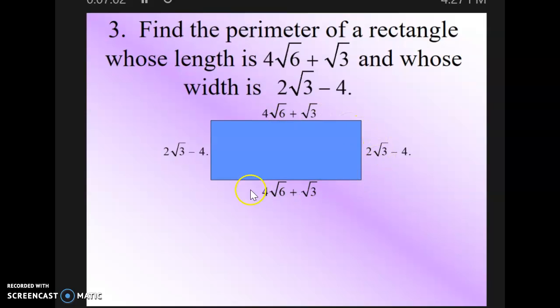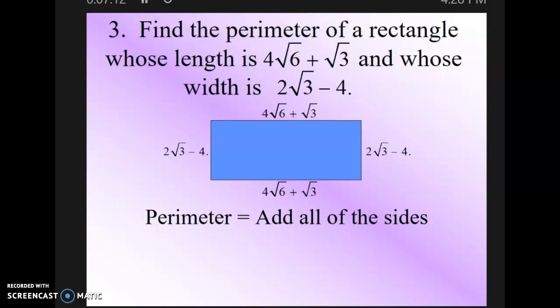If we're going to find the perimeter of this rectangle, what are we going to do with all the sides? Add them up. So if we add these up, we're adding the like terms. So we have a 4 square root 6 plus a 4 square root 6. 4 plus 4 is 8. And then we have a 2 square root 3 plus 1 square root 3 plus 2 square root 3 plus a 1 square root 3. And then we have a -4 and a -4.